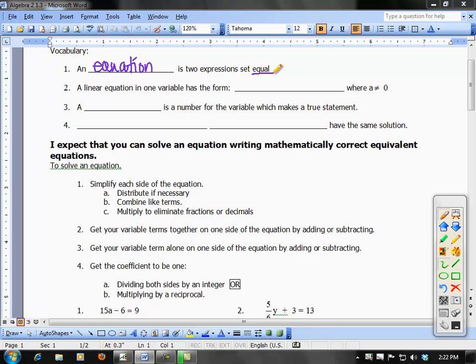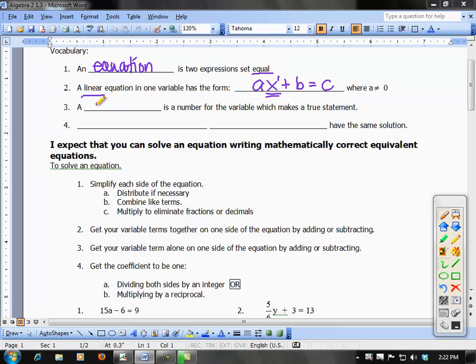A linear equation has the form, and I'm going to write it, ax plus b equals, and I'm going to say c because I don't know what number this is. But if you look, the x, which is our variable, has an exponent of 1, and normally we don't write x to the first, we just say x. And that's what it means to be linear. It's basically to have your variable with an exponent of 1. So just be aware of that.